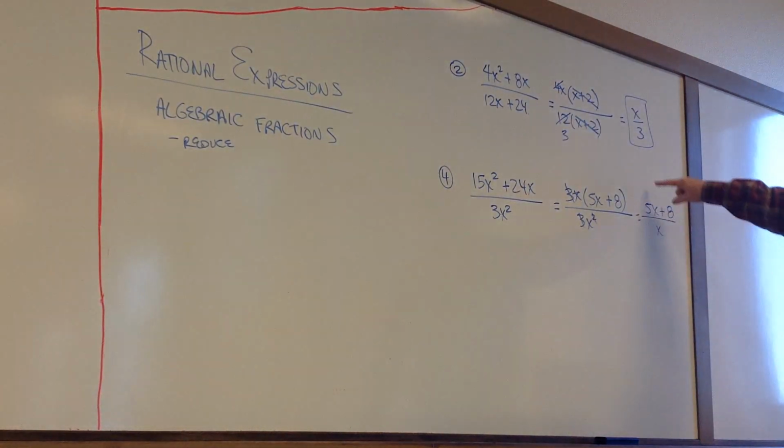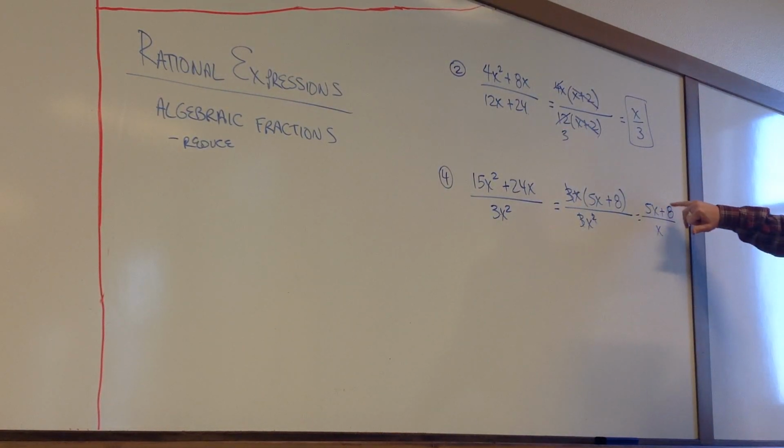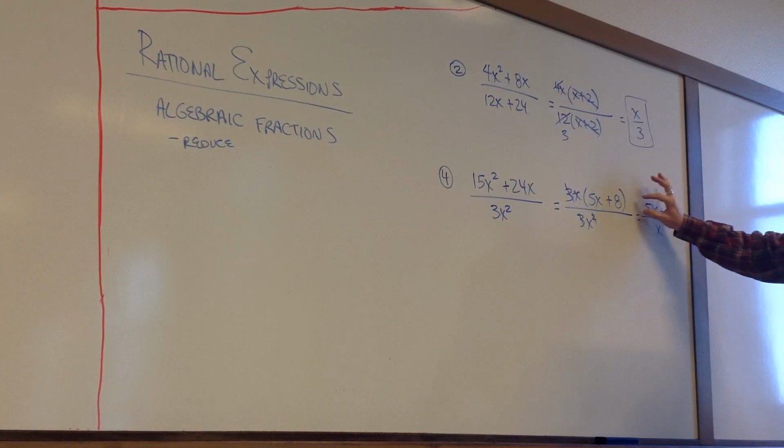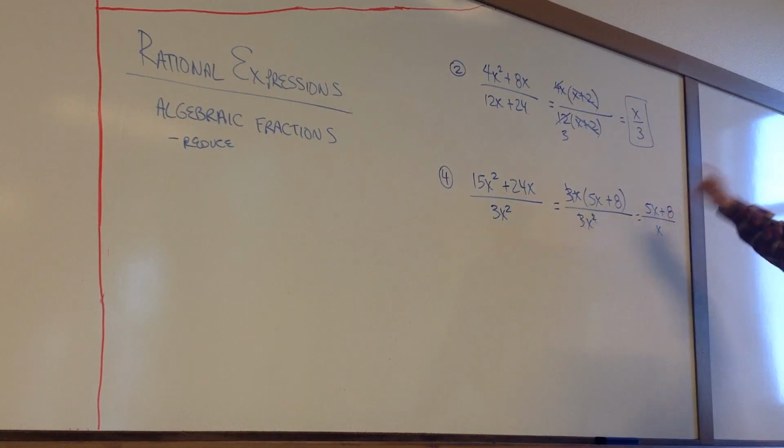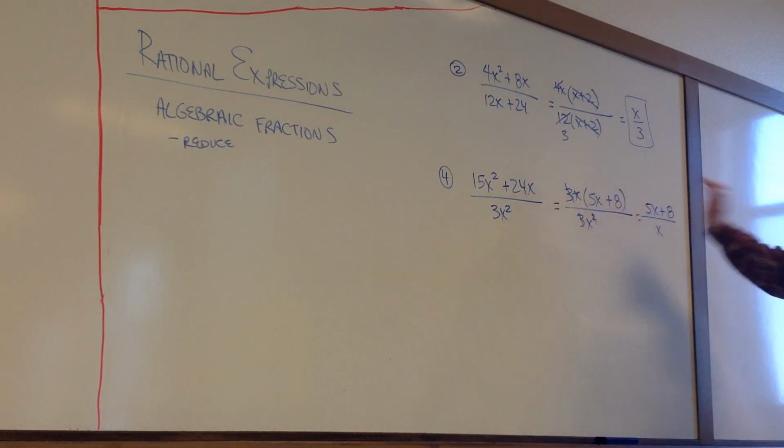Now these x's don't cancel because this 8 doesn't have an x, right? This x is not a factor of the whole numerator. That's why you can't cancel those x's out. So this is lowest terms, 5x plus 8 over x.